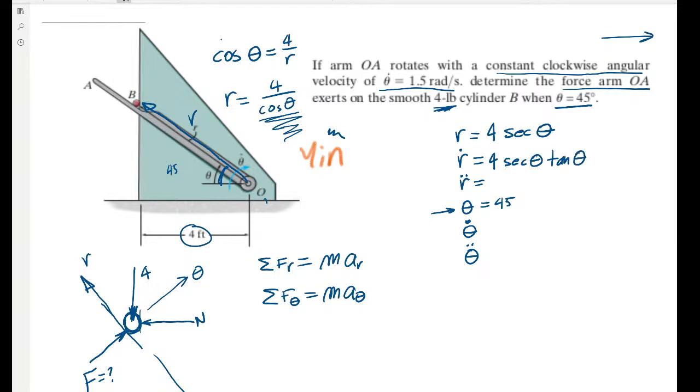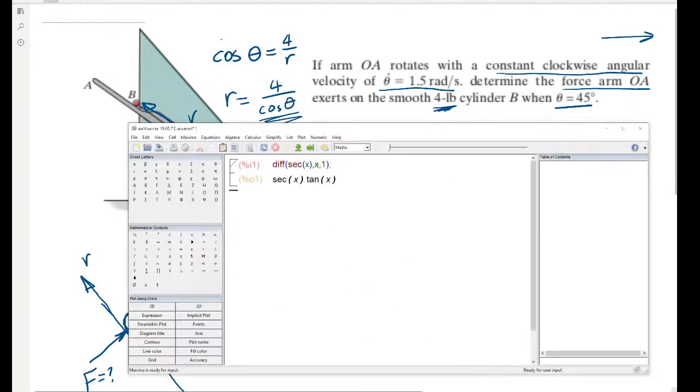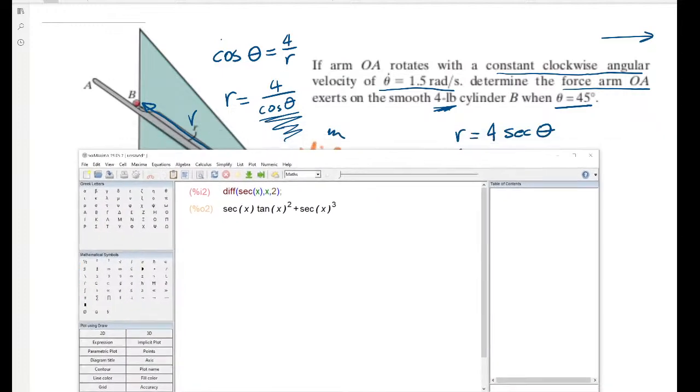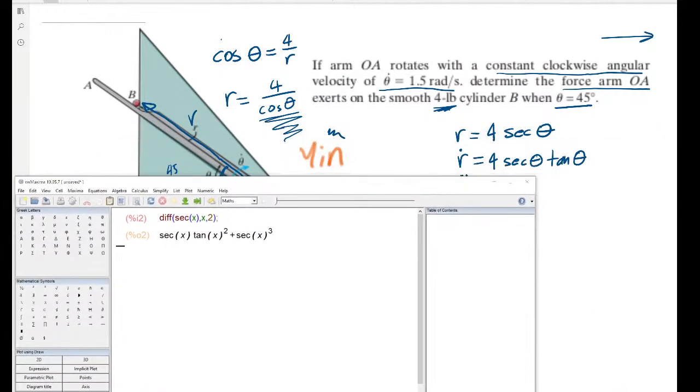Now, I can go back to this. And you see that 1 right there. Let's see if I can go back here and just take its derivative twice. Oops. This is one of the things. I think you hold the shift key down and hit enter. Oh my. Okay. That's not fun. Secant tangent squared. Okay. Yuck.